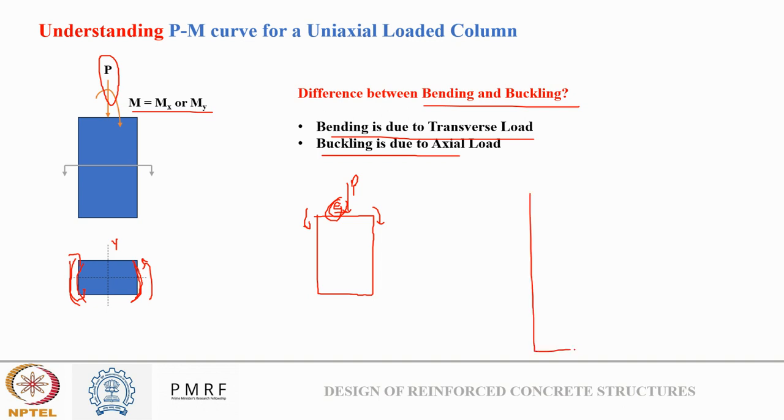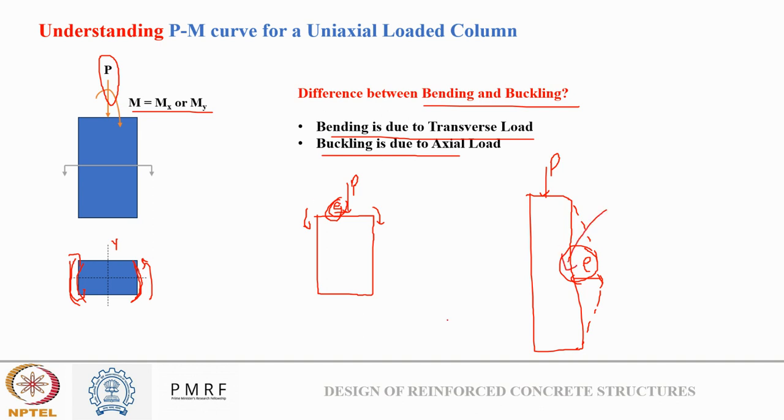And that can occur in both short columns and long columns. But when I have a long column, what happens? I have a load P. Suppose this is an axially loaded column. Due to this load, there can be some deformation in the column, and this deformation will give rise to some eccentricity, and this eccentricity can generate a moment, and that is known as buckling.